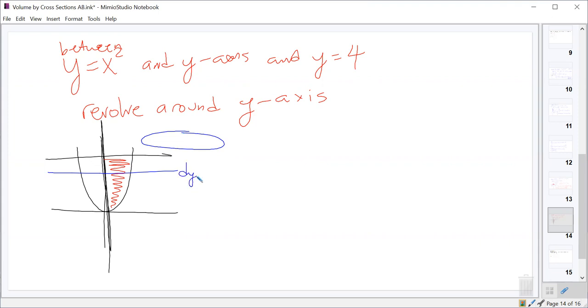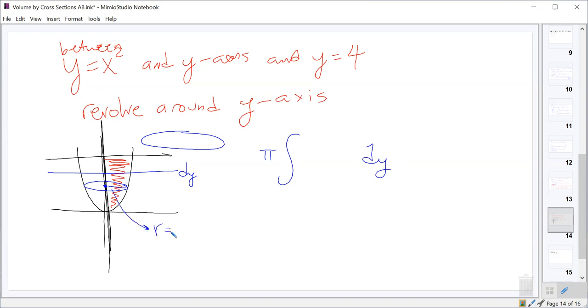What's the thickness of each of these circles? dy. We're going to have to do everything in terms of y instead of in terms of x. Everybody good there? So, still going to be pi. Still going to be r squared. We're going to have a dy. What's the radius? Here's that circle, right? What's the radius? It's the distance from the y-axis to the function, isn't it? In a horizontal direction.